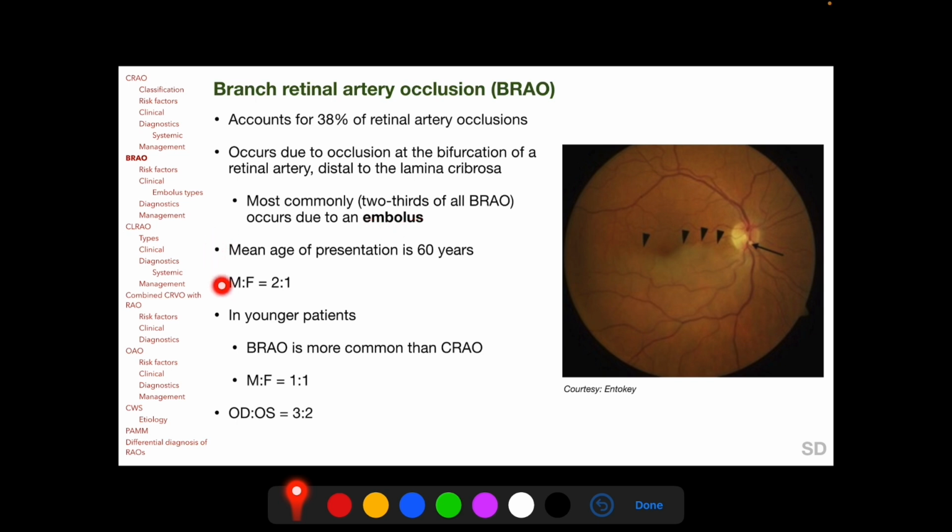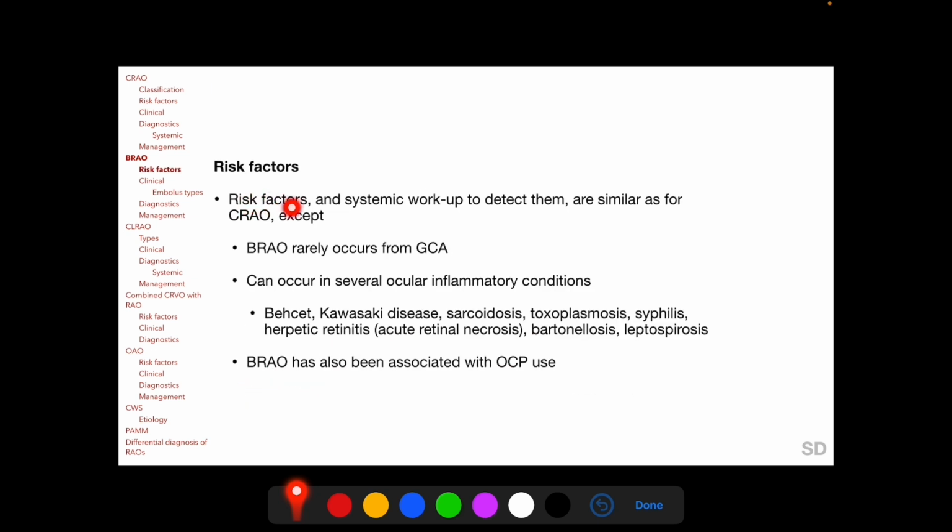Like central retinal artery occlusion, mean age of presentation of BRAO is 60 years and the male to female ratio is 2:1. But in younger patients, BRAO is more common than CRAO and does not have any sex predilection. Risk factors of BRAO and the systemic workup to detect them are similar as for central retinal artery occlusion, except that BRAO rarely occurs from giant cell arteritis.